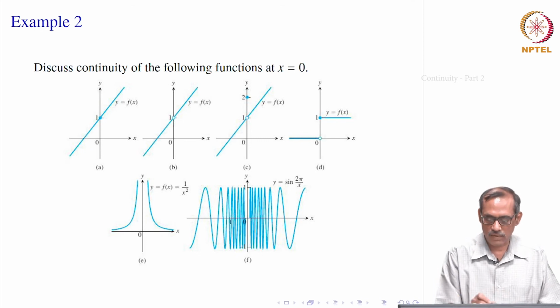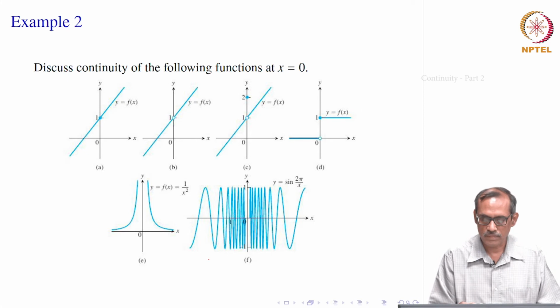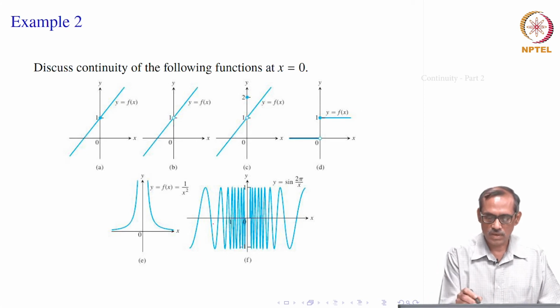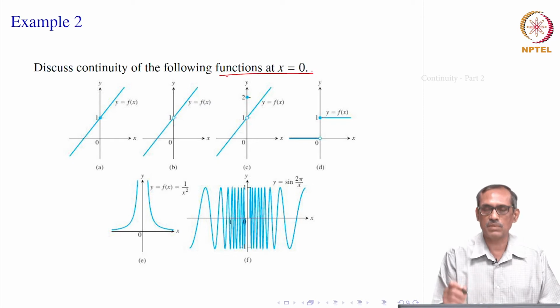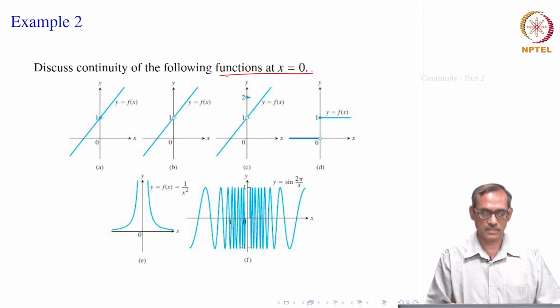Here there are various questions, not one. We are given many functions: 1, 2, 3, 4, 5, 6 functions are given. For all these functions, we want to find out whether the functions are continuous at x equal to 0 for each of them. So, how do we proceed?